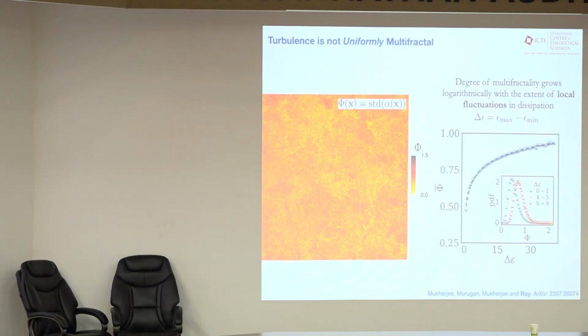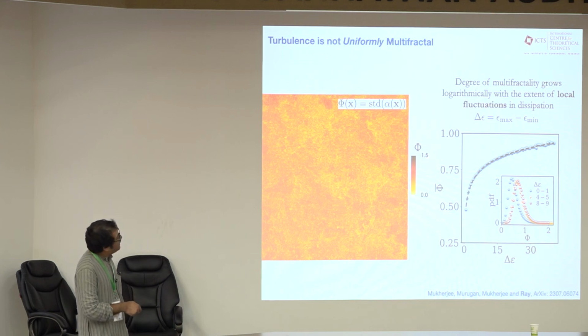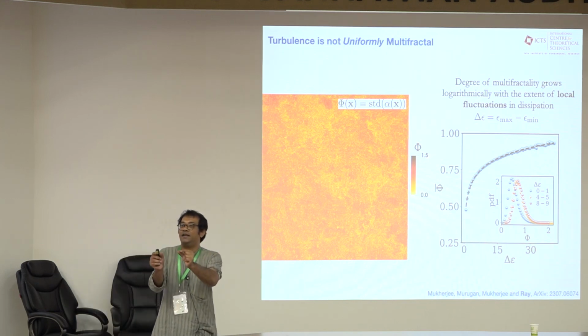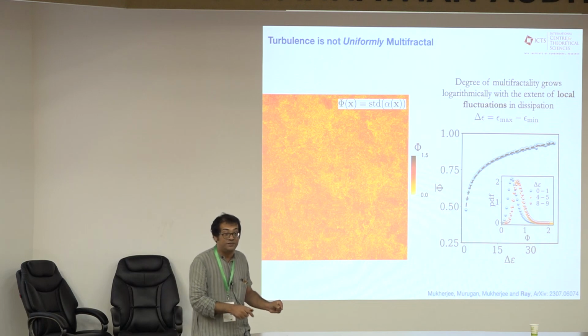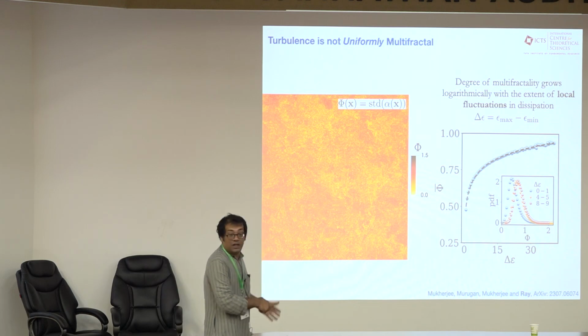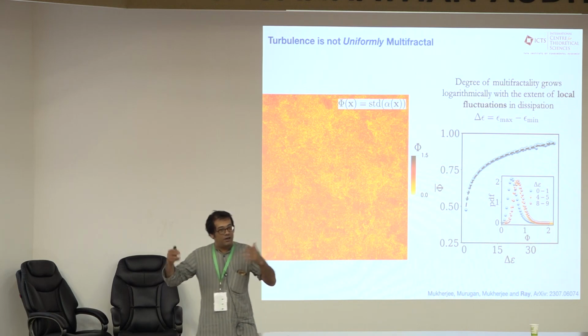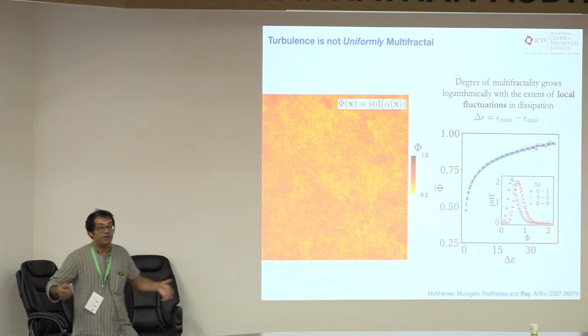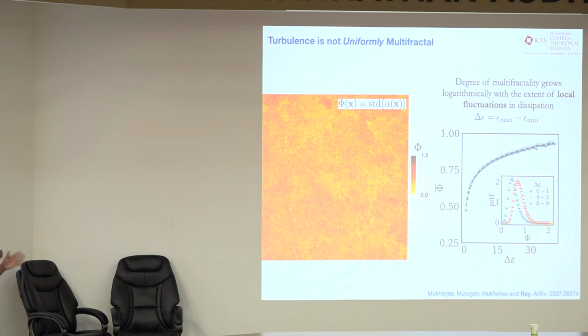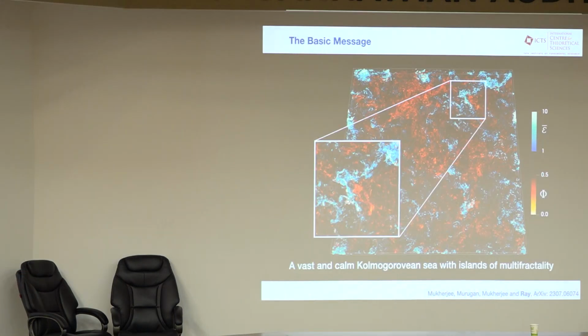Then, this part I'll probably skip, but you can compute the mean phi as a function of the variation in dissipation in each of these tiles and show that it has a nice log behavior. That's again not very surprising because dissipation statistics in turbulence have a log normal distribution, and one is trying to connect these two ideas as much as we can.